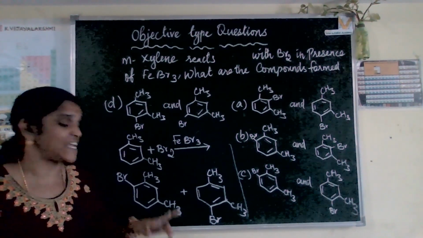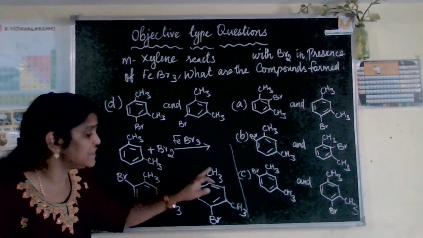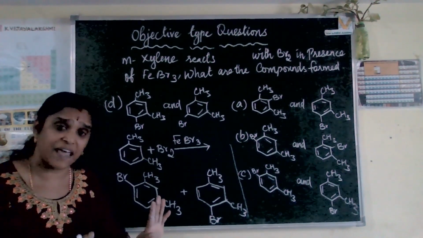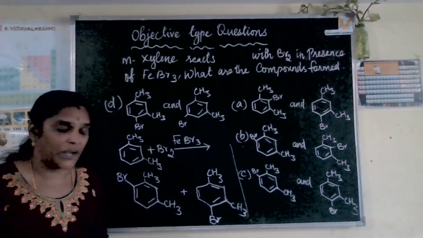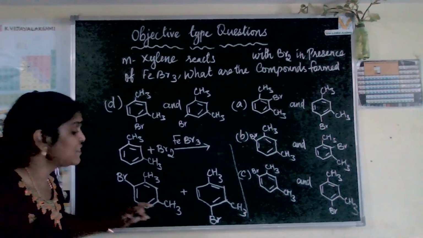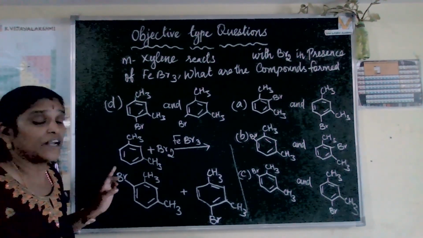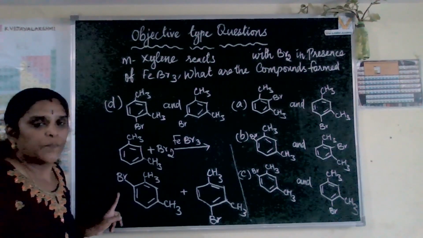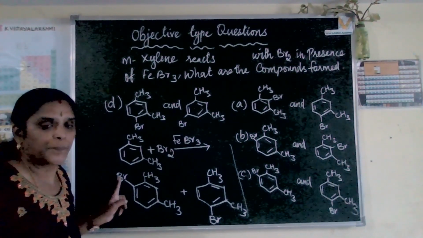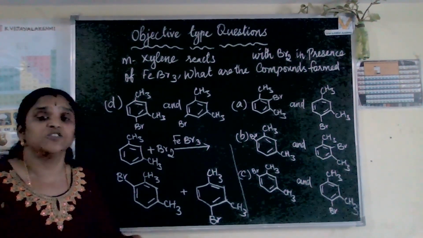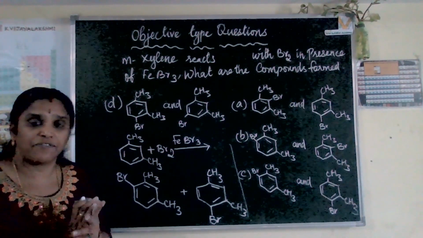Only the bromine will change, but this is a constant. This point is constant, it will be the same. It is an identical point, like identical twins. The only thing which will change is the position of bromine, at the ortho point and para point. So in this way you can identify the products.